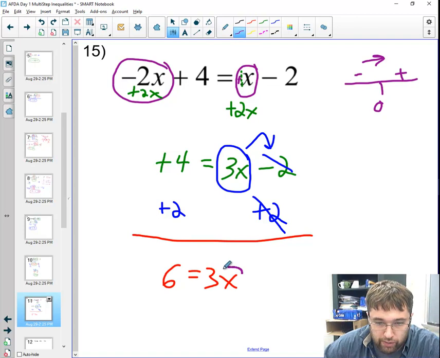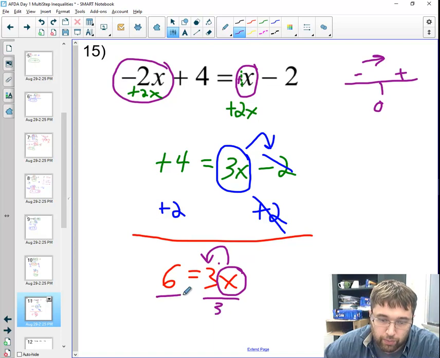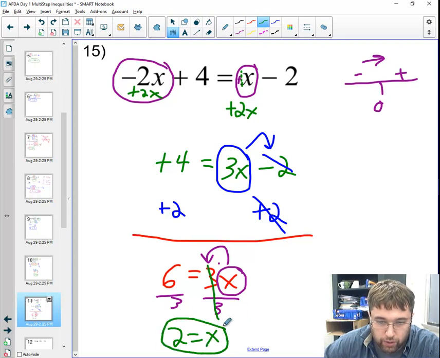So again, we circle the variable, take care of the hater. The hater is 3, but it's multiplying by 3, so we divide by 3. 6 divided by 3 is 2, and these cancel out, so I'm just left with x. So my answer is x equals 2.